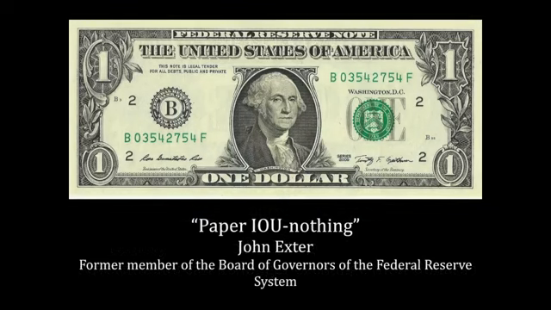Thus, on their face, Federal Reserve notes became, in the description of John Exter, a former member of the Board of Governors of the Federal Reserve System, paper IOU nothing currency.